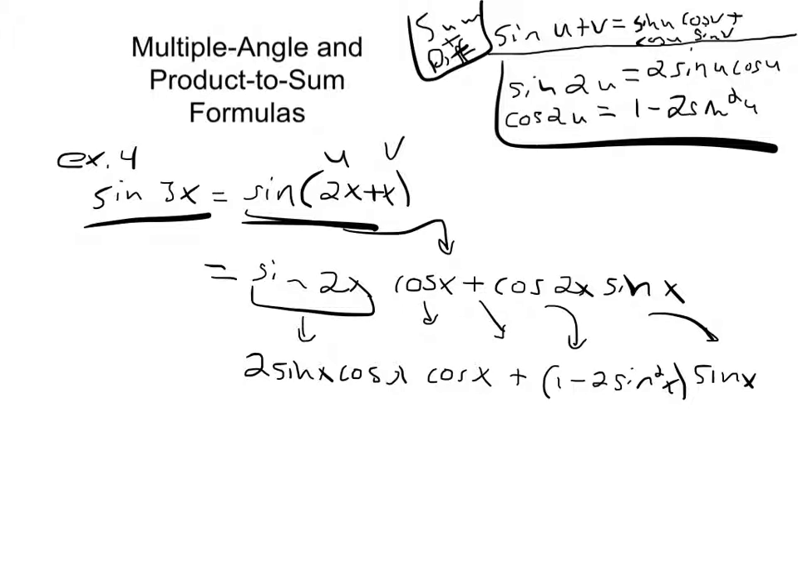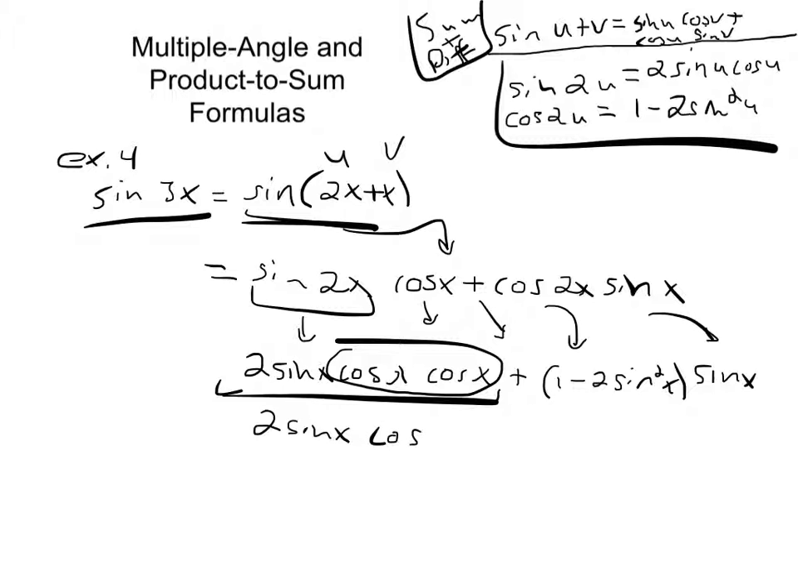I'm now going to use some properties of algebra. I'm going to multiply my cosines together. And so now this term becomes 2 sine x cosine squared x plus, I'm going to distribute the sine and get sine x minus 2 sine cubed x.